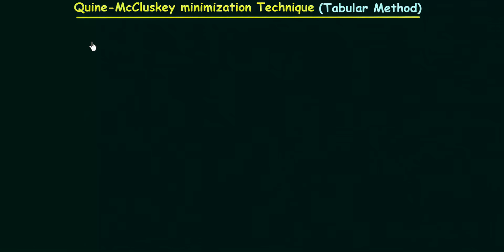In this presentation, we are going to study the Quine-McCluskey Minimization Technique, also called the Tabular Method. For many applications, the number of inputs is too large, so simplification using Kmaps becomes too difficult. This happens when the number of variables is greater than 6.